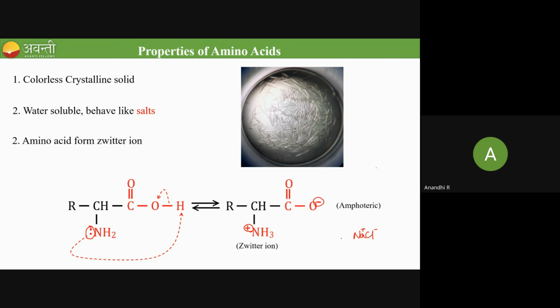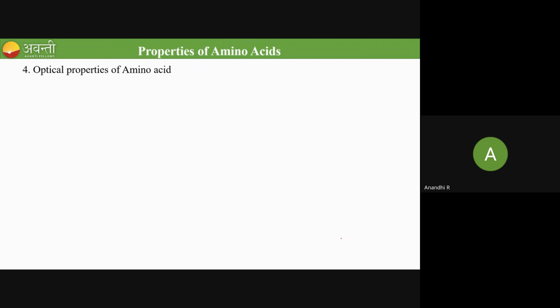Yes. So coming to the next property, optical properties of amino acid. So we are going to find out whether a given amino acid is optically active or not. To make you understand this topic, I have taken this particular amino acid. And this carbon is called an asymmetric carbon. What is called an asymmetric carbon? Asymmetric carbon is called a chiral carbon. So what is a chiral carbon? A carbon which is attached to 4 different atoms or groups is called a chiral carbon.